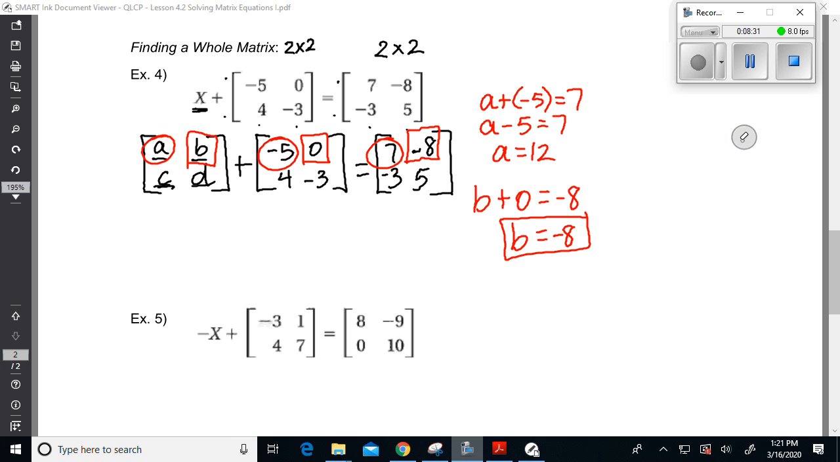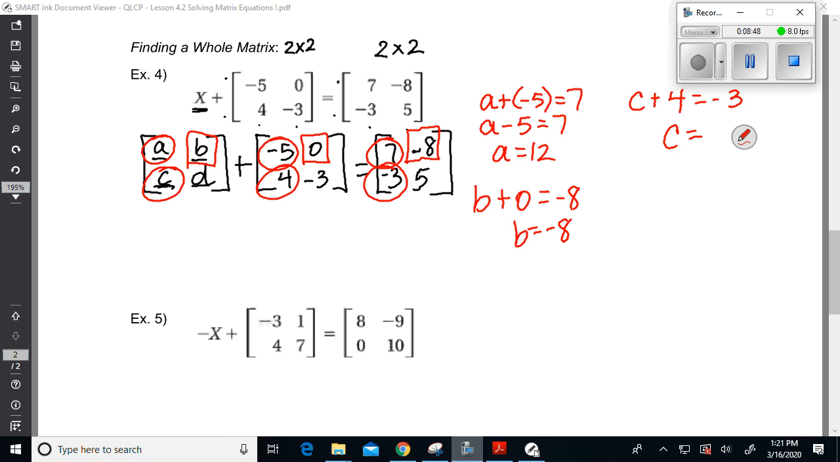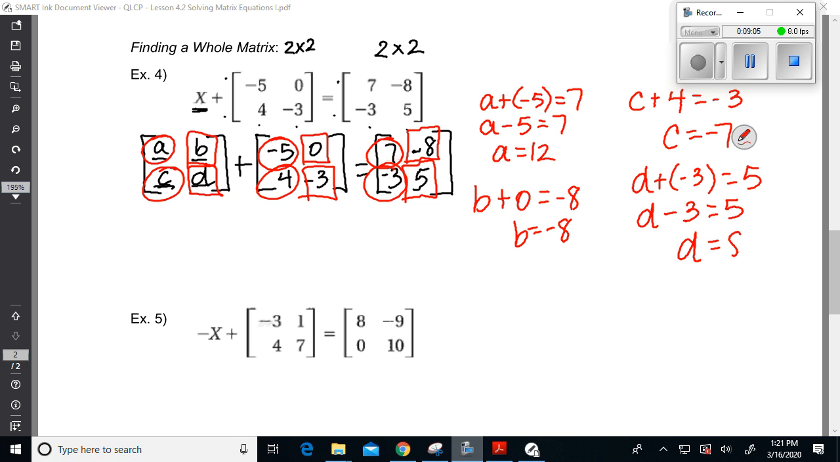So let me not box it up because that's not how you'd give the final answer. C goes with 4, goes with -3. So C plus 4 equals -3. Subtract 4 on both sides. C equals -7. D, 3, -3 and 5. So D plus -3 equals 5. D minus 3 equals 5. So D equals 8.